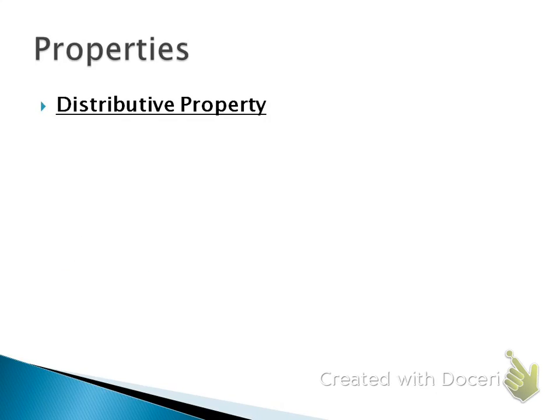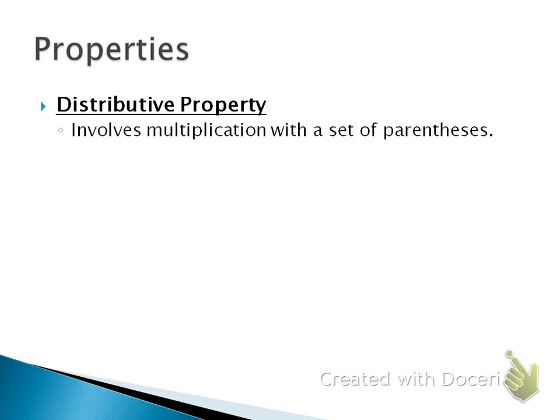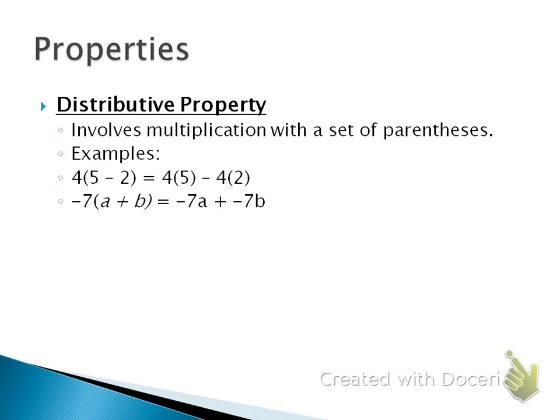All right, distributive property. This involves multiplication with a set of parentheses. There are some examples for you. This is one that I'm sure you've seen over and over in your previous years. Basically, you're taking the 4 and you're multiplying it by each thing inside the parentheses. Down here, you're doing the same thing with the negative 7. So it works when you have parentheses next to something involving addition or subtraction. This is one of the properties you will use most often in any algebra class you take. Pretty straightforward. Any questions for me?